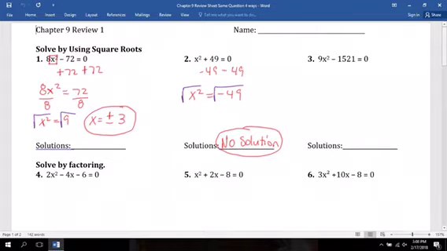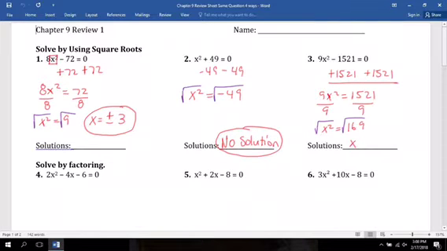Question 3, very similar. We're going to start the problem off by trying to isolate the x squared by moving the 1,521 to the other side through addition. And so we've got 9x squared equals 1,521. We'll then divide by 9 on both sides of the equation. And in this case, we get x squared equals 169. And then we just need to square root both sides. Well, the square root of 169 is 13, so our answer becomes x equals plus or minus 13.